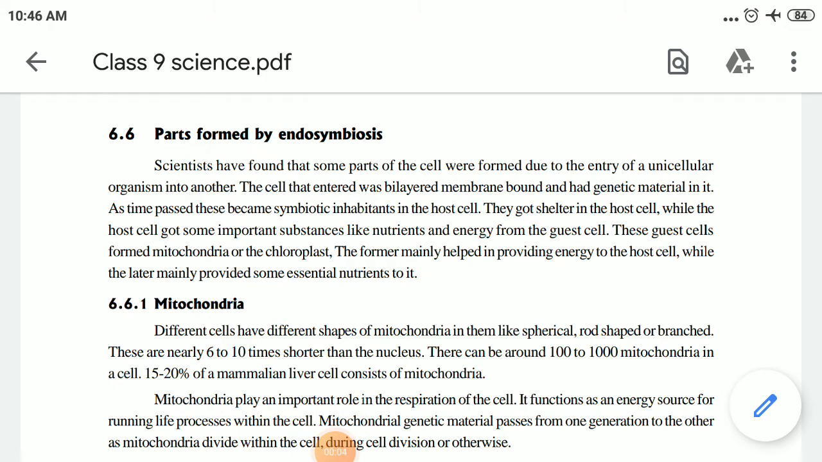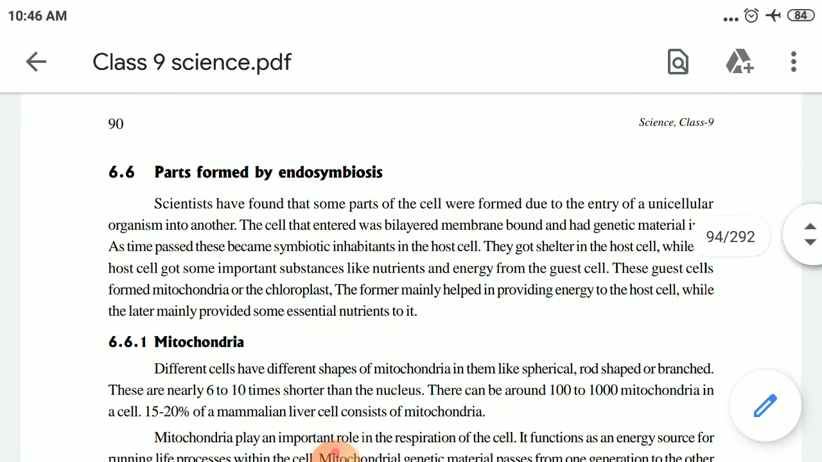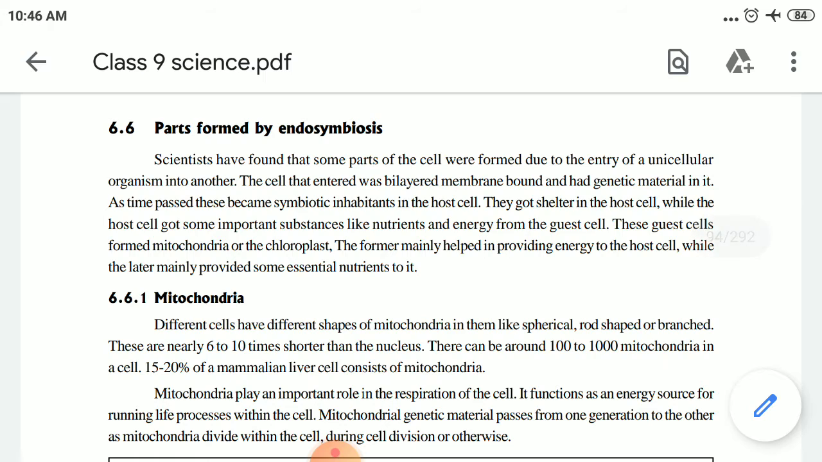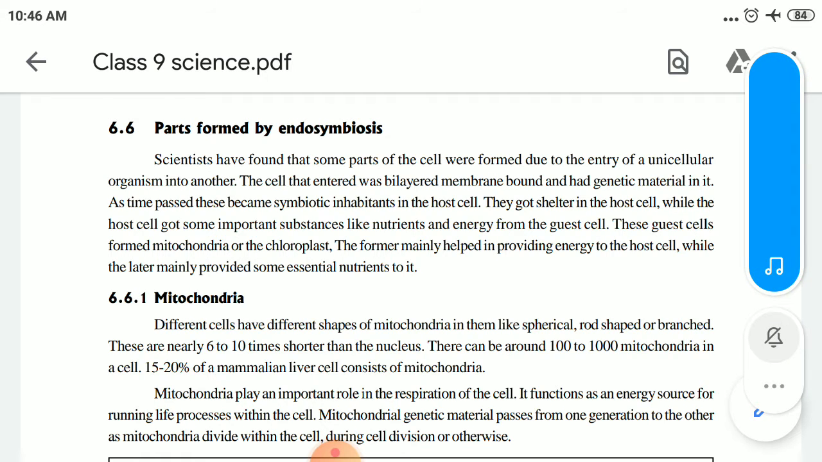Today we will continue further with the cell as the basic unit of life. Okay, children, in this we will learn about the parts formed by endosymbiosis. Scientists found that various unicellular organisms combine together and form particular multicellular organisms. As you know, a single cell is also capable of performing all its functions, from digestion to excretion. Every process is carried out by itself.